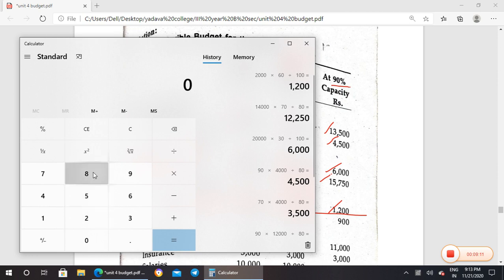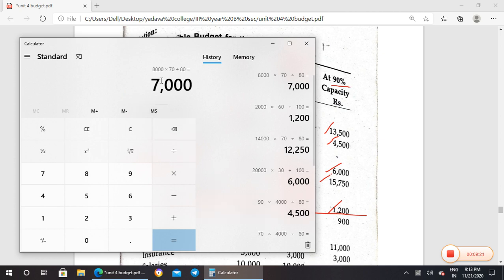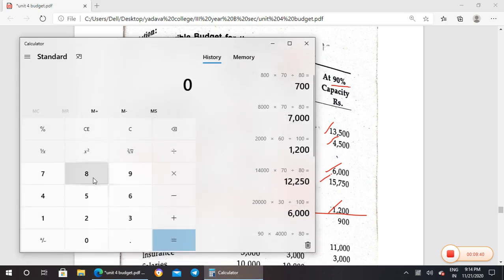With the help of this 800 only, we have to find the next percentage. That is for 70%, 800 into 70 divided by 80. Sorry, I made a mistake. 800 into 70 divided by 80. So 700 is the answer. Same thing with the 800 for 90%: 800 into 90 divided by 80 is the given one. So 900 is the answer.